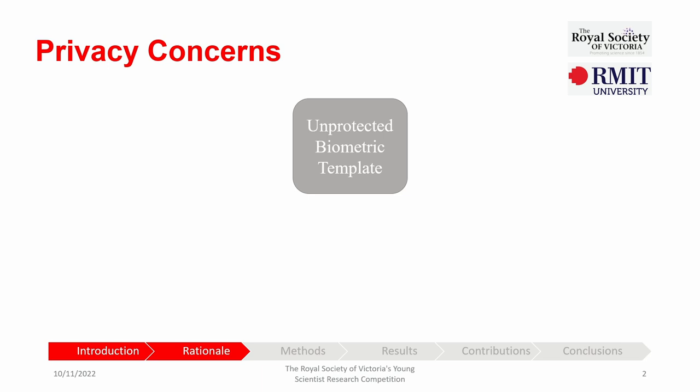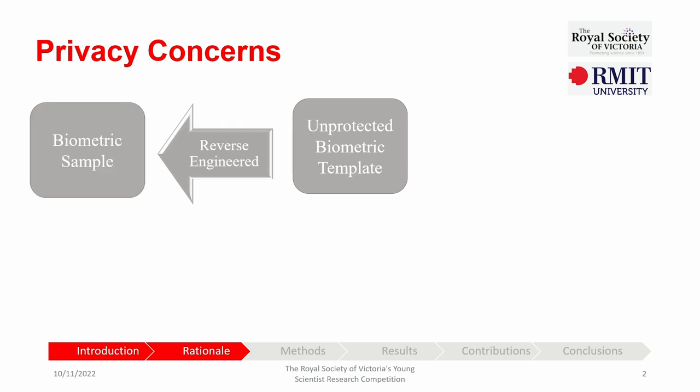However, there are privacy concerns related to the use of biometrics. Because biometrics are noisy and fuzzy in nature, we cannot use conventional encryption functions to protect them. And it has been shown that unprotected biometric templates can be reverse engineered to biometric samples. And that is a huge privacy concern. Because firstly, biometric samples contain sensitive personal information about us, information about our gender, age, ethnicity, and even about our health condition.